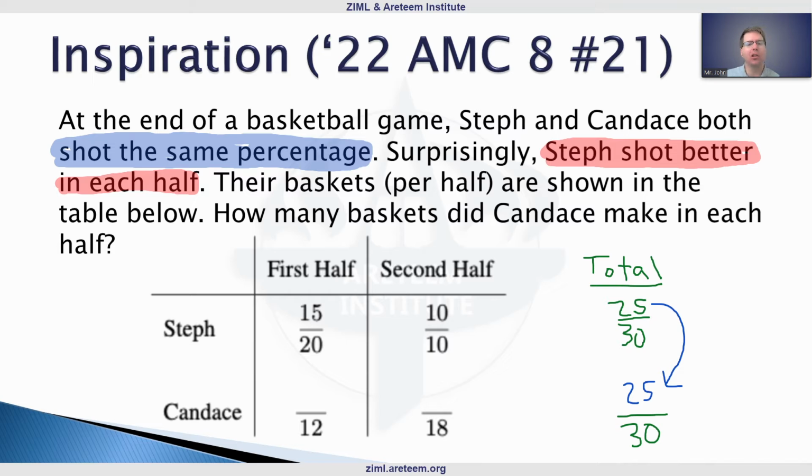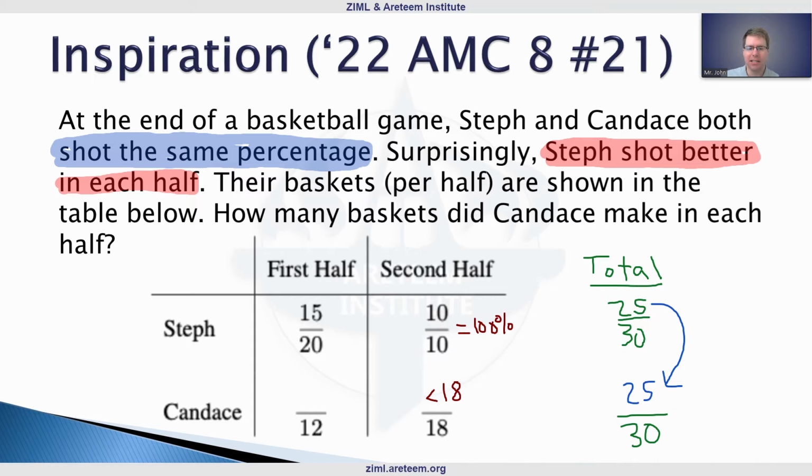Now let's take a look at Steph. So Steph shot better in each half. The second half he shot 100%, so that one is pretty easy. Now, what does that mean for Candace? Well, if Steph shot better in each half, this means that Candace had to make less than 18 baskets in the second half, because otherwise she would have shot the same as Steph there.